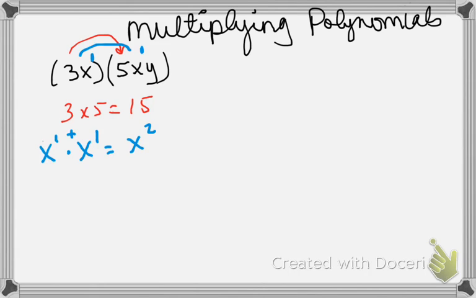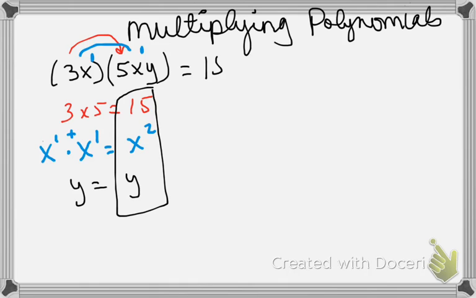Now, last but not least is the y. If you notice, I don't have a y in the first one, but I have a y in the second one. So we're just going to put down y. Now, the way I've done this is an easy way, which is really kind of nice. I've written it in a vertical way, so this is our answer. So it's 15x squared y. So this is our answer.